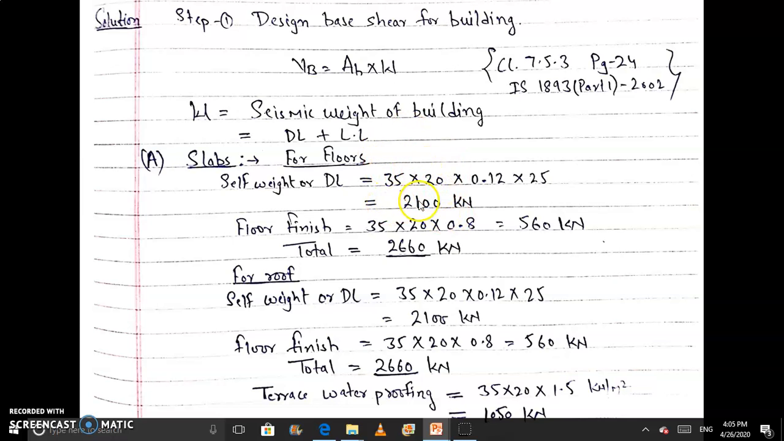We found this for a particular single floor. Now at the floor we have to consider floor finishing also.